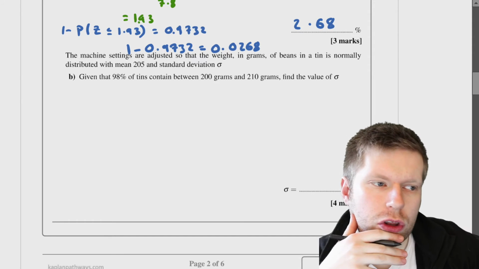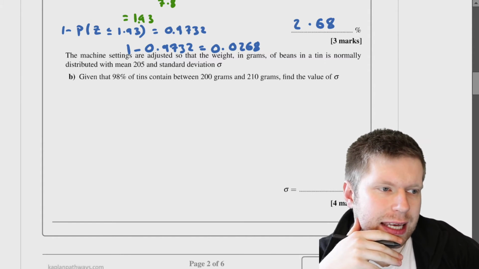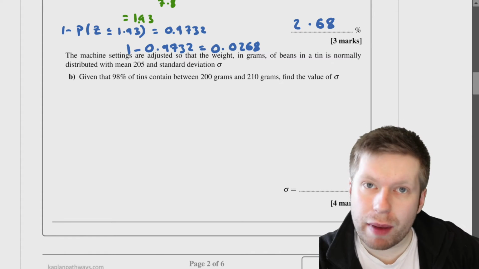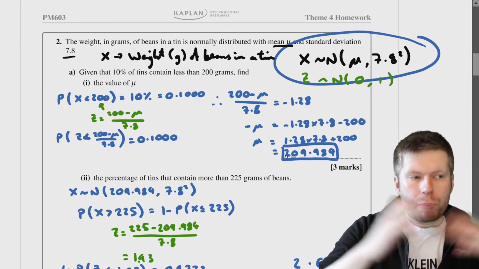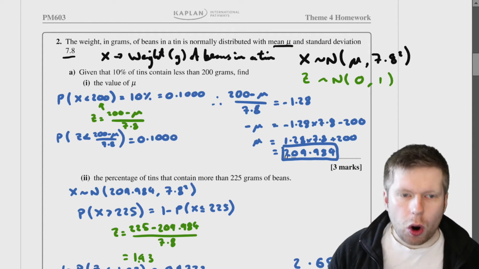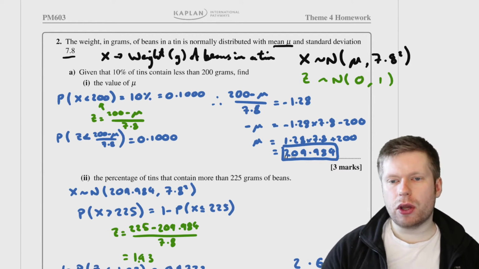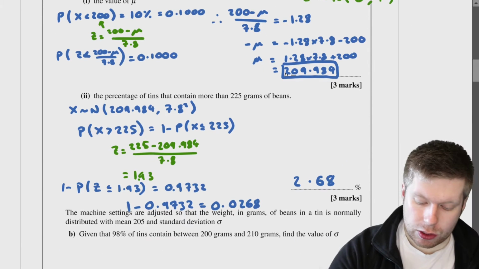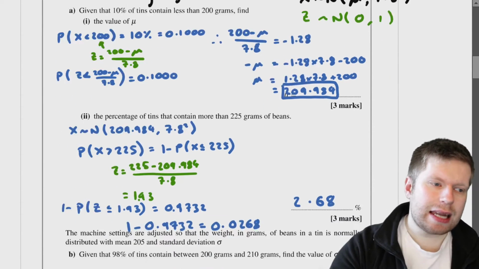We're told that the machine settings are adjusted so that the weight of beans in a tin is now normally distributed with a new mean, but the standard deviation is now unknown. So it's a bit opposite to what we were doing above. In the first question, we were told that the weight of beans in a tin, x, is normally distributed with a mean of mu and a standard deviation of 7.8. So we didn't know the mean to start off with, and then we had to go away and find it.